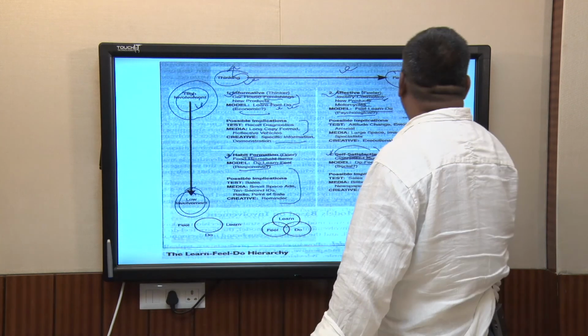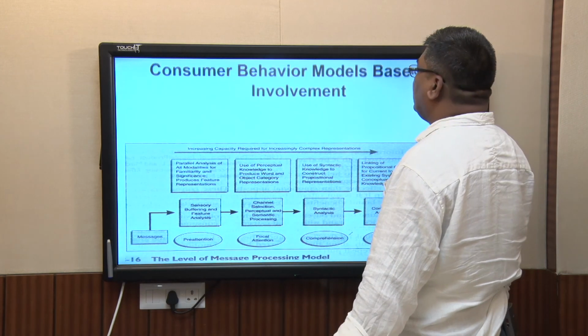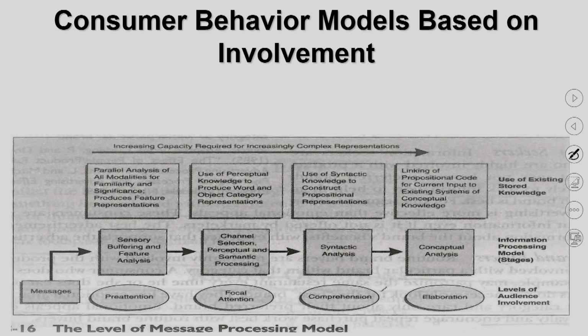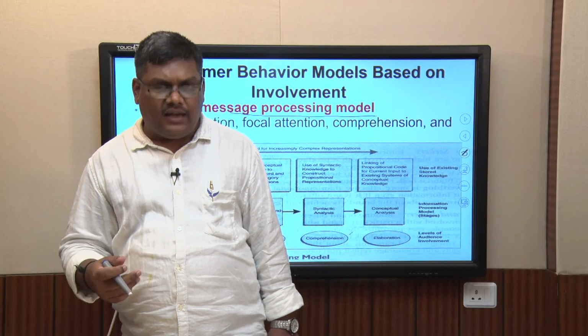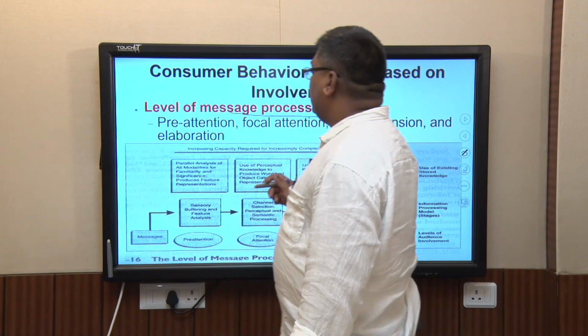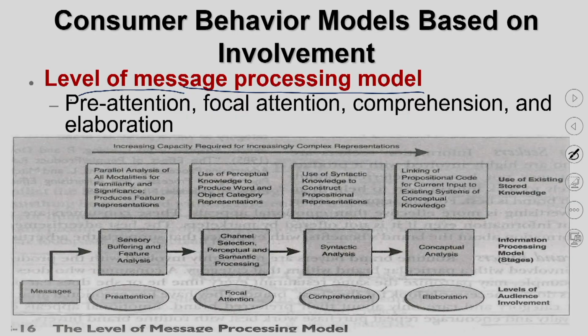Hierarchy of consumer involvement. The third model that we discussed today is called the level of message processing model, and so the more involved you are, the differently you will process a message. If processing a message about a particular brand or service, there are 4 stages: a pre-attention stage, a focal attention stage, a comprehension stage and elaboration. The more involved you are, the further along these stages you will go.